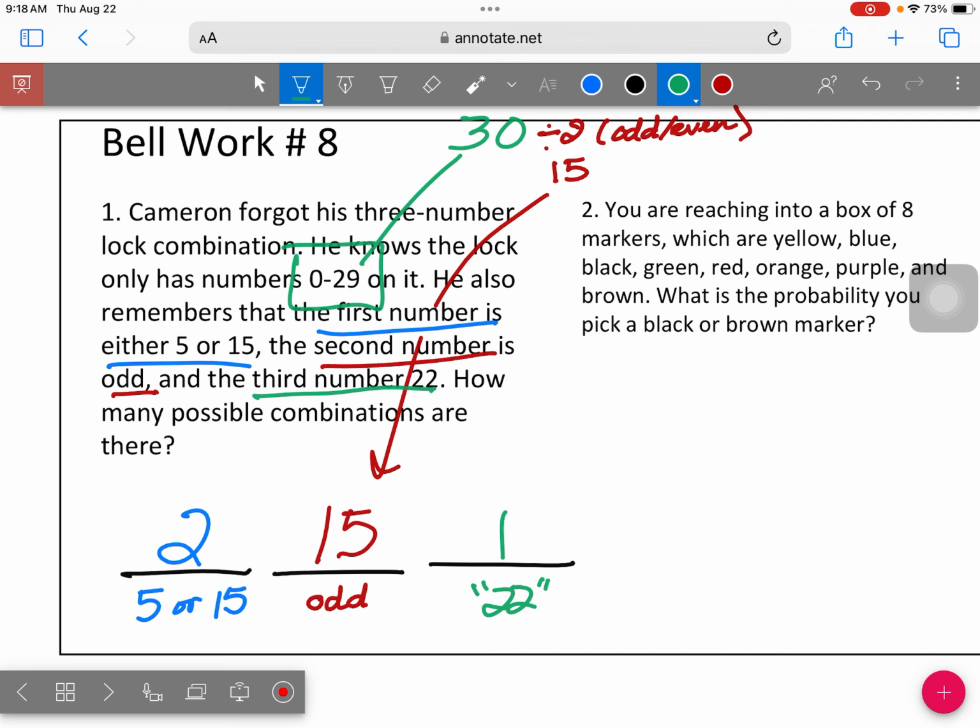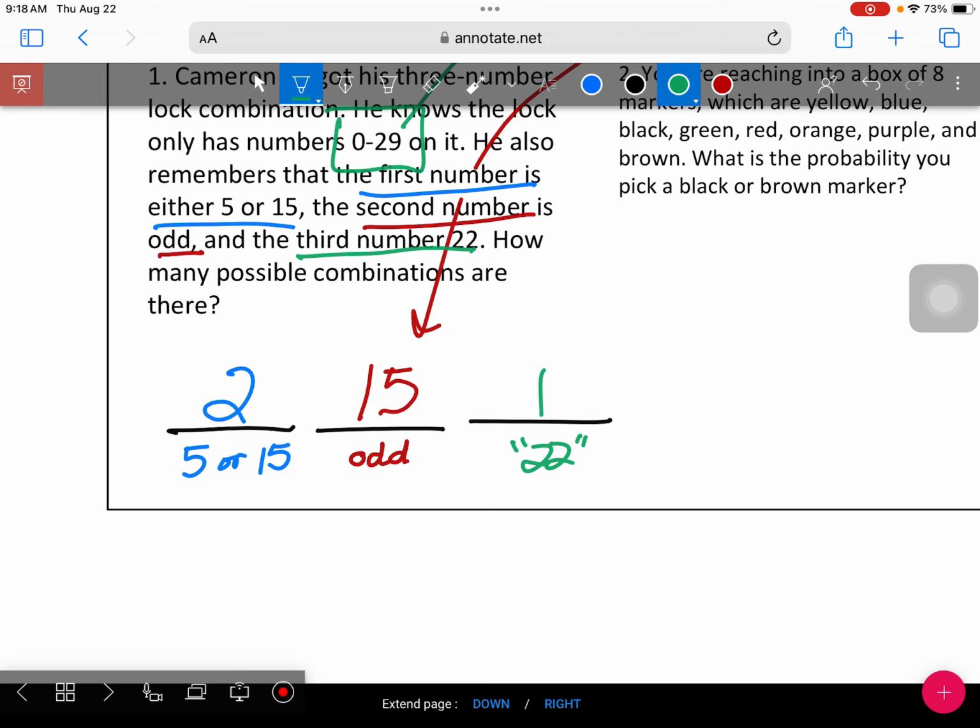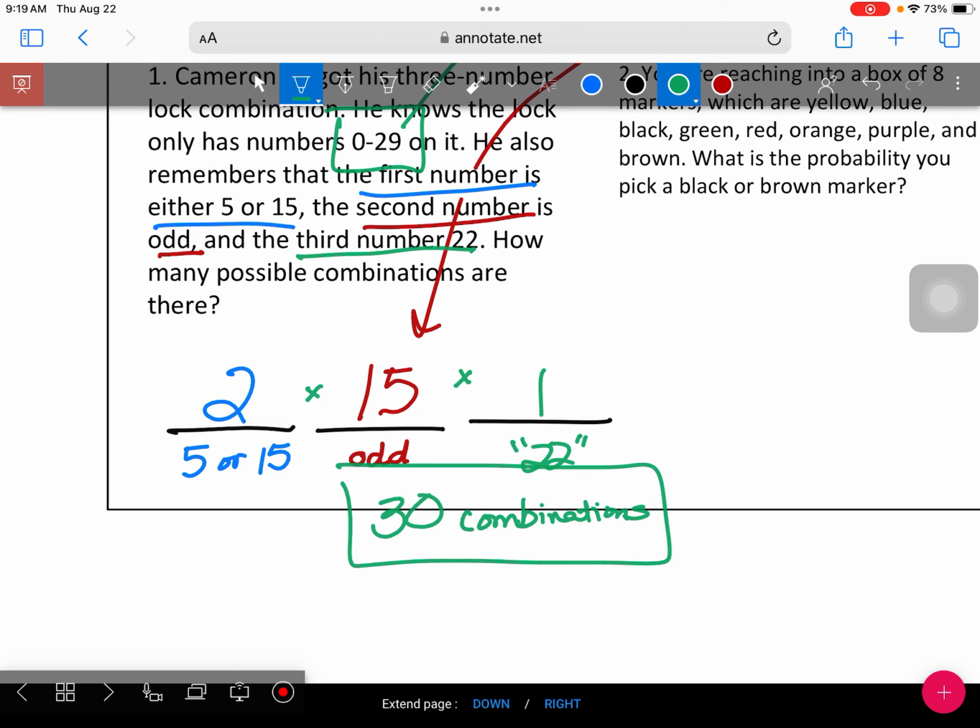Okay? So, how many possible combinations are there? What would I do to get my final answer? Multiply. 2 times 15 is 30 times 1 is 30. There are 30 combinations, given those hints and restraints. Okay?